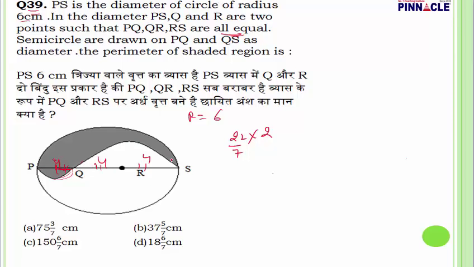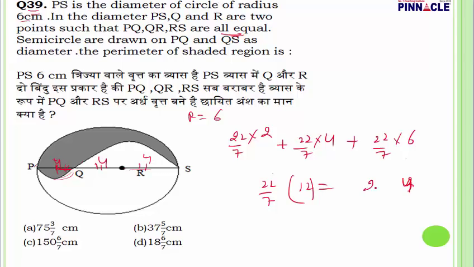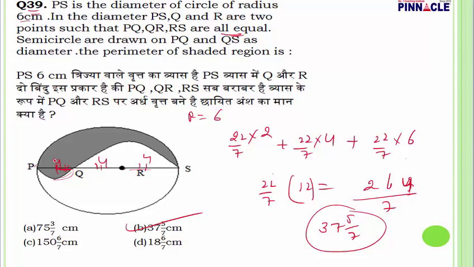In the second case, let's say the radius is 4, so pi r, pi is equal to 22 by 7, and r which is 4. And in this portion the radius is total 6, so 22 by 7 into 6. So you can say 22 by 7 we can take common, then 4 plus 2 plus 6 is 12, and that should be equal to 264 by 7. 37 plus 5 by 7 should be the answer, 264 divided by 7. We have added the semi perimeter of all these circles.